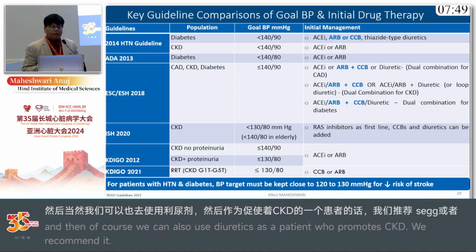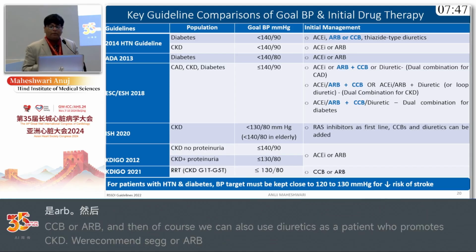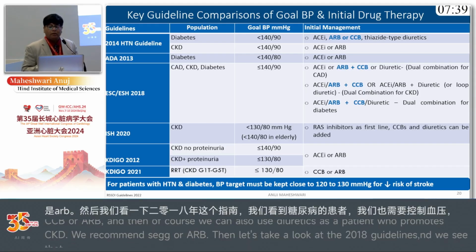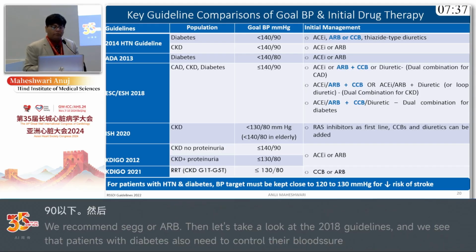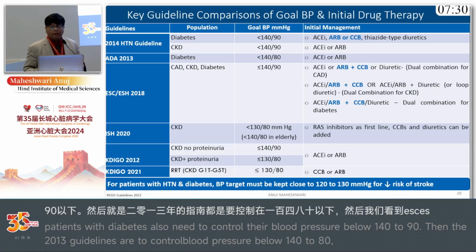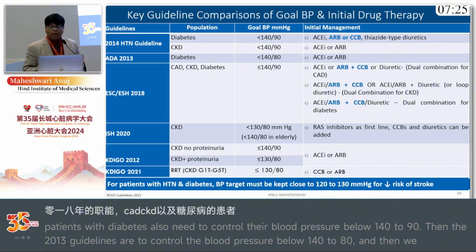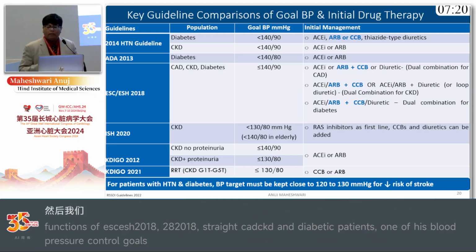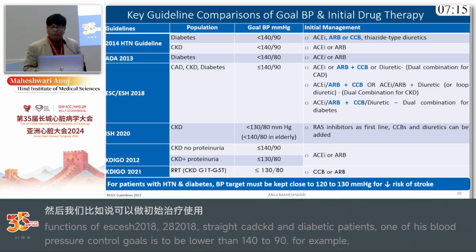In ADA 2013, the recommendations for diabetes also changed, keeping the goal blood pressure less than 140 systolic, but diastolic came down to 80. And RAS blockers were the preferred treatment to start with. The European Society of Cardiology and ESH 2018 said that whether it is CAD, CKD or diabetes, the goal blood pressure is to be kept less than 140/90. Preferred treatment should start with a RAS blocker combined with a calcium channel blocker or diuretic. Dual combinations have been preferred for CAD.